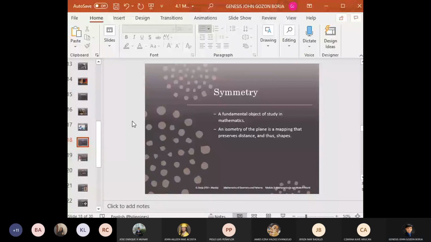So when we apply a transformation in a figure, kapag nape-preserve yung kanyang shape, so if the shape does not change after the application of the transformation, we say that the transformation is an isometry. Okay, so dapat hindi nag-iiba, no? The distances of the lines in the figure should still be the same, and therefore the shape of that figure should still be the same. Okay, so that's an isometry.